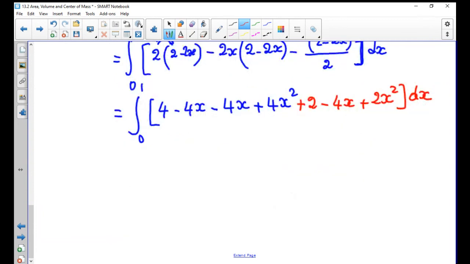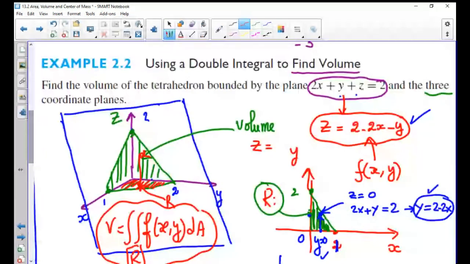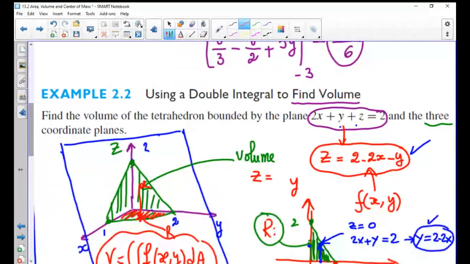I will leave you the rest. I will just give you the final answer. You can simplify, or you can just integrate every term. It's up to you. I think the final answer will be 2 over 3 cubic units, whatever these units are. So that's the general idea here.